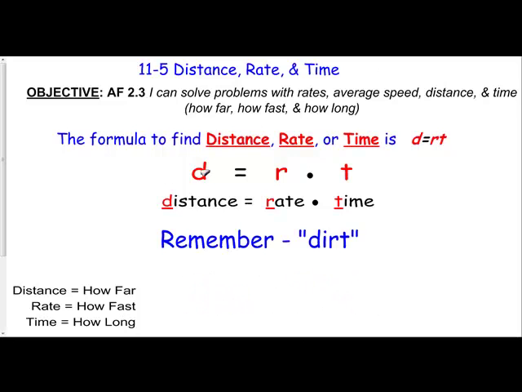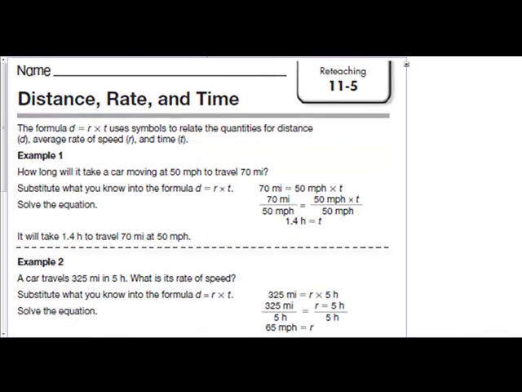The formula for distance is D equals R times T. The way I like to say it is "dirt." D-R-T, dirt. Distance equals rate times time. Let's see how that looks with some problems that we're going to be doing.